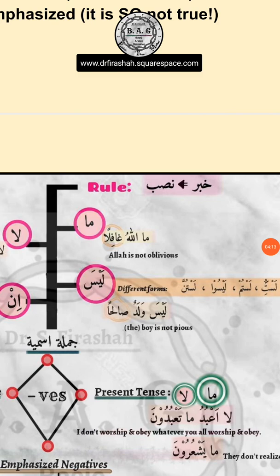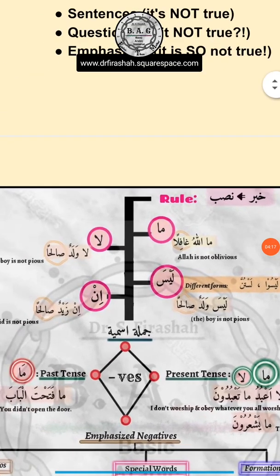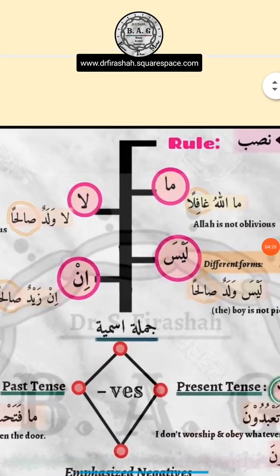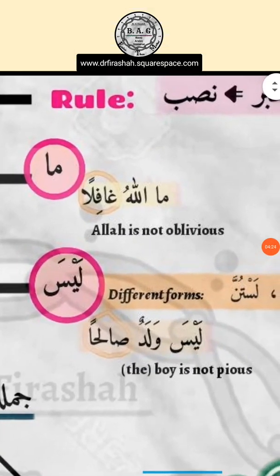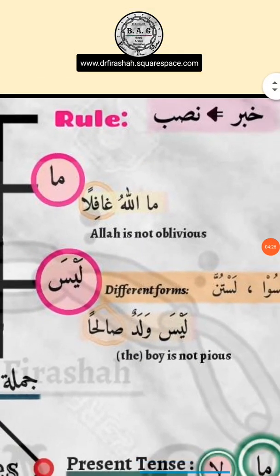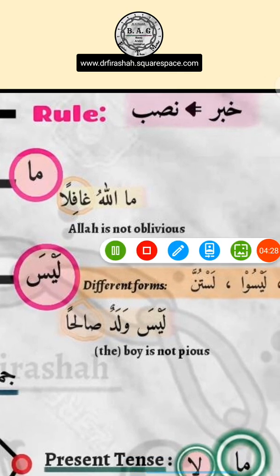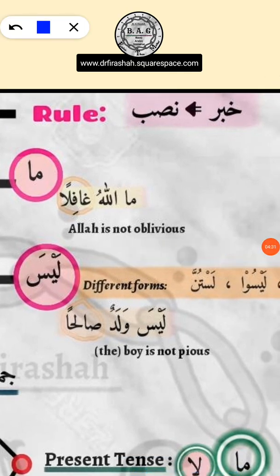Just remember, khabar has to be nasab. Now what are the four huruf? You've got ma, la, laysa, and in. Let's study ma first. Ma Allahu ghafilan. Now the word Allah is mubtada and ghafilan is your khabar. And it is nasab.